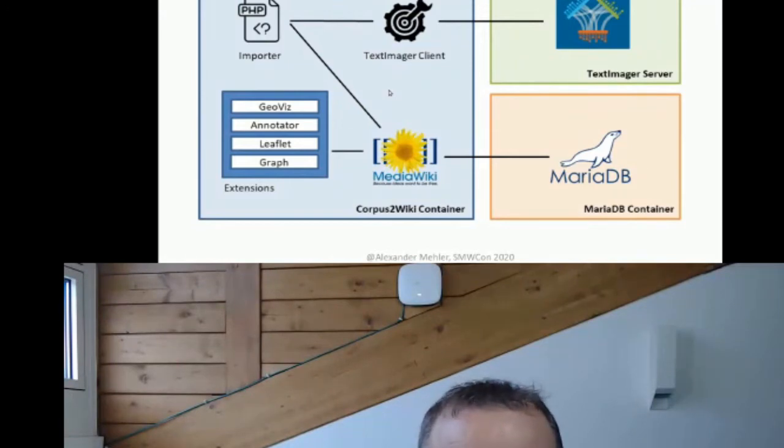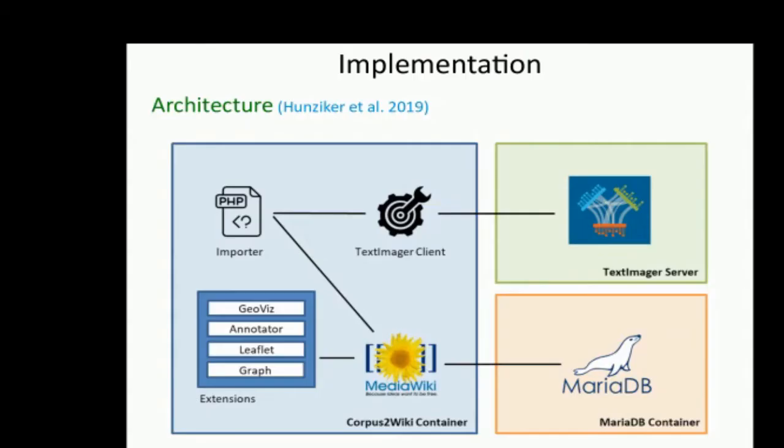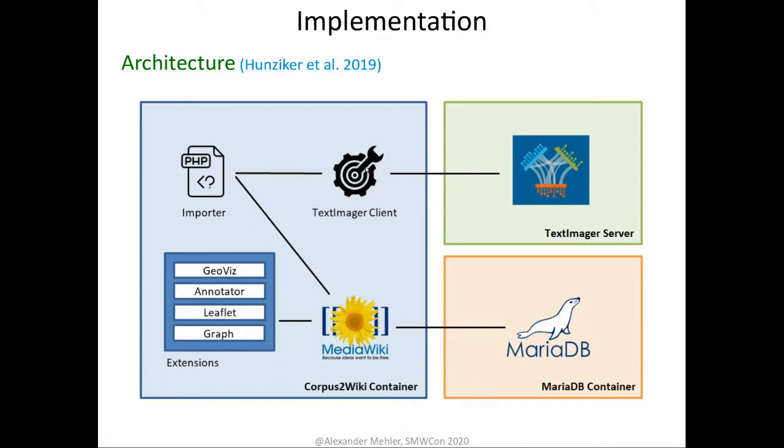Yes, the implementation. As Alexander said, one principle of Corpus2Wiki and Wikiditions is that it requires little computational expertise by the end user. And for this reason, we try to build every component inside a portable Docker container, so it can be run from every system, and it's system independent. For this, we created a Corpus2Wiki container, which contains the MediaWiki itself, some extensions we built on our own. These are some visualization extensions, the corpus importer, and finally the TextImager client, which is a client for processing the documents with the TextImager server. I will explain later on what the TextImager server is. And finally, we have the MariaDB, which is also a container which holds the information from the MediaWiki.